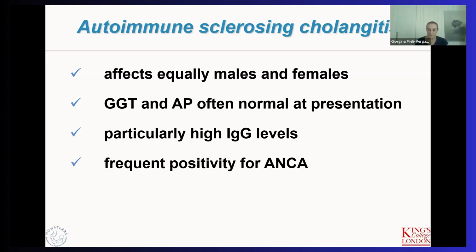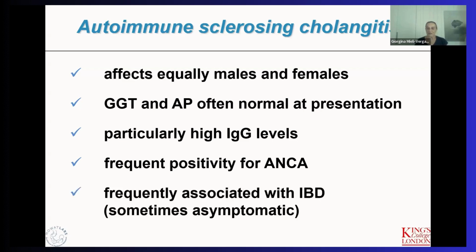They are frequently positive for ANCA, anti-neutrophil cytoplasmic antibody, and the condition is frequently associated with inflammatory bowel disease. However, it is important to stress that this inflammatory bowel disease may be completely asymptomatic. So in practice in our unit, when we diagnose a child with autoimmune liver disease, we always perform a colonoscopy to see whether or not there is inflammatory bowel disease. And we have seen children completely asymptomatic with quite severe ulcerative colitis.